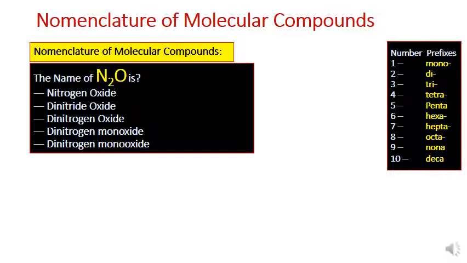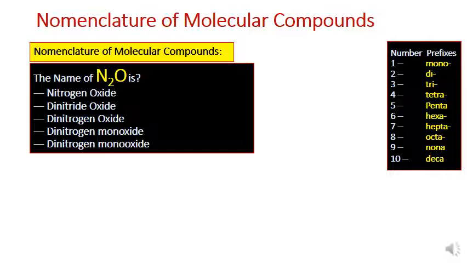N2. Now look at this. We have two elements, one on the left side and one on the right side. For the left side element, if it is 1, we don't write mono. But if it is more than 1, we must mention the number. Suppose there are 2 nitrogens. As we mentioned earlier, the first element should be named exactly as the name of the element, like N is for nitrogen. But we use the prefix from the table, 2 for N2, so we write dinitrogen, not nitrogen.